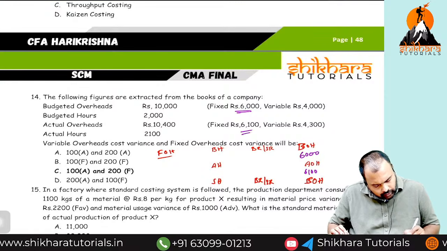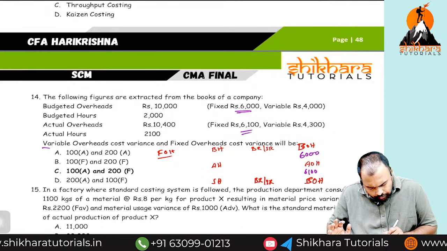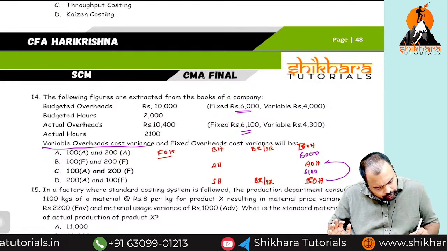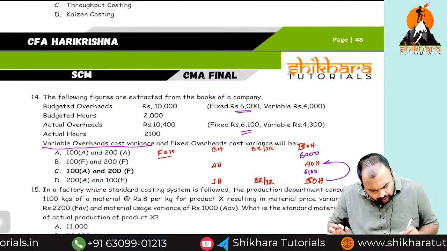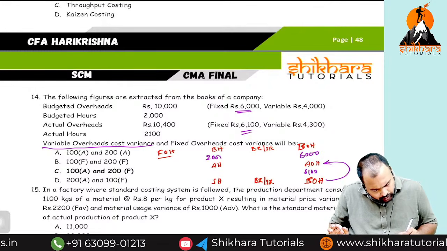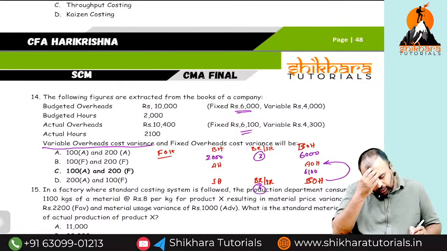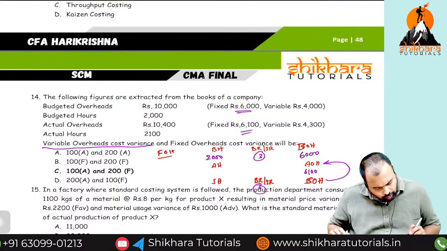Now, what they're asking is variable overhead cost variance and fixed overhead cost variance. It means we have to find the difference between these two. Budget hours is given as 2,000. Budget rate is nothing but 3 rupees, because 6,000 by 2,000 is 3. So the standard rate or budget rate also has to be 3.